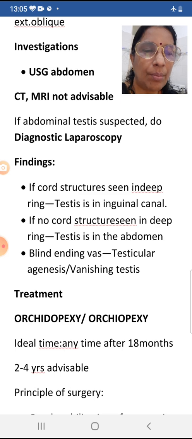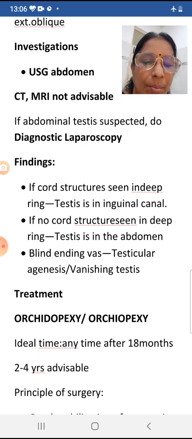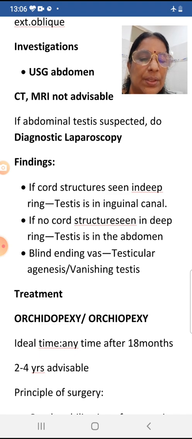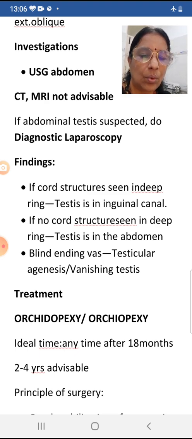So you have to search from the loin to the internal ring for testicular tissue. If you see a blind ending vas in the abdomen, that means testicular agenesis or vanishing testis. What do you mean by vanishing testis? That means a normally developed testis in intrauterine life, but due to some vascular accident in intrauterine life, the blood supply to the testis is lost and the testis atrophies. That is called vanishing testis. At that time you can see only the vas, with no structure at the end of the vas. So that is a blind ending vas, which denotes a vanishing testis.